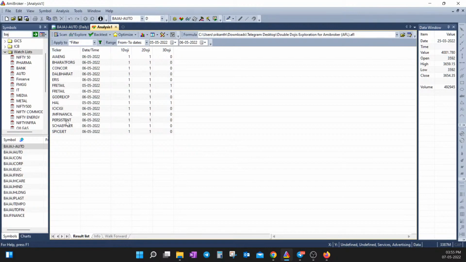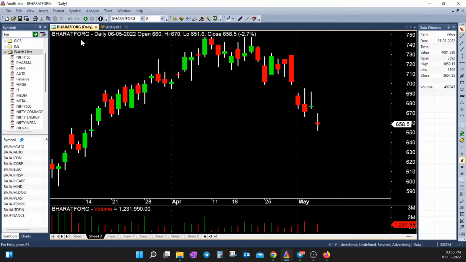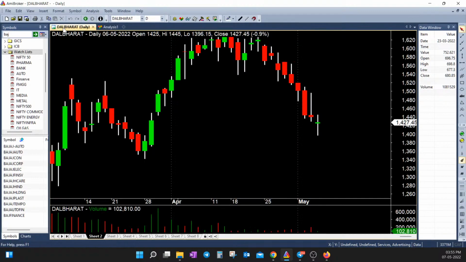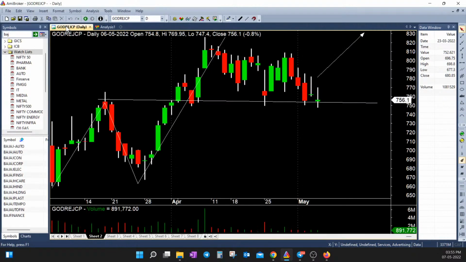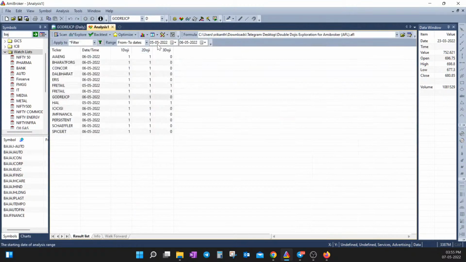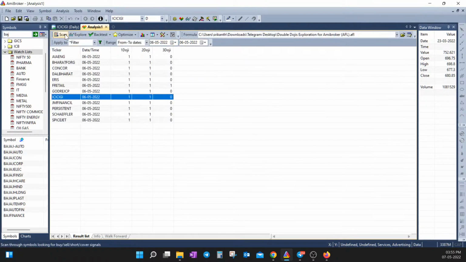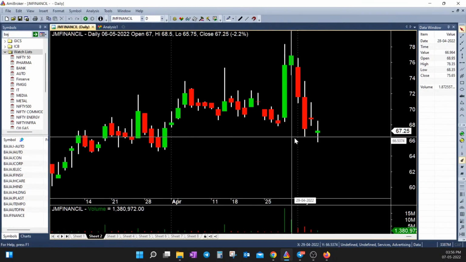So all these are for the next day. CA engineering, Bharat Forge, this we avoid. Concor we already discussed, we avoid because of the high range. Dal Bharat, bullish. Iris, bullish. Free tail avoid, penny stock. Free tail again, second time. Dorite CP, bullish. One second. So ICICI Lombard. JM Financial.